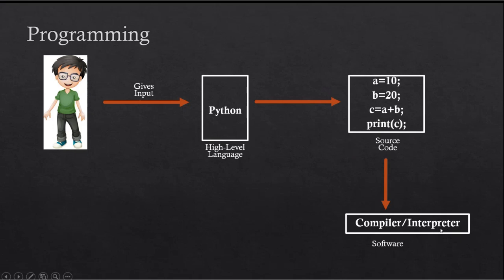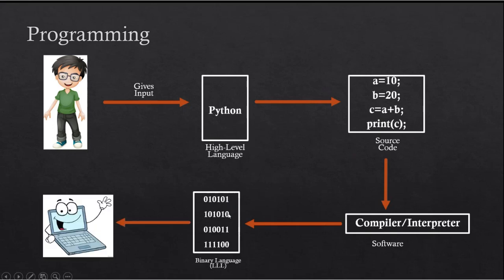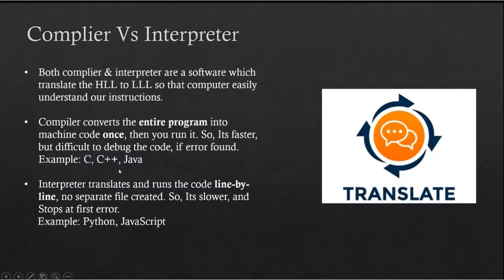Python is our interpreter, and C is our compiler. These are the software which take the high level language, meaning the source code, and convert it into the low level language, which means binary language, in the form of 0 1 0 1 0 1. Then it is given to our system, and as per the instruction, the system gives us the output. So this is the complete flow of programming. It happens immediately.